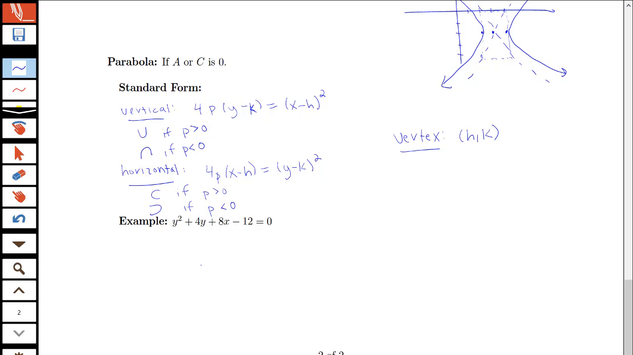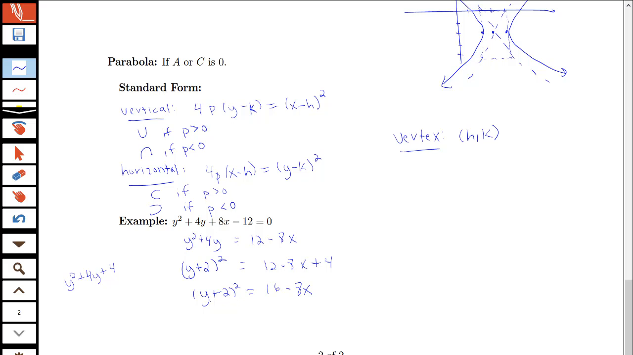But to put it into the standard form, we're going to have to use completing the square. Notice that the standard form also has the x and the y terms on different sides of the equation, so we'll move the 12 minus 8x over to the right hand side. When I complete the square, notice I'm going to have y plus 2 squared, which would give me y squared plus 4y plus 4, so that means I just added 4 over here, so I also need to add 4 to the right hand side. So I have y plus 2 squared equals 16 minus 8x.